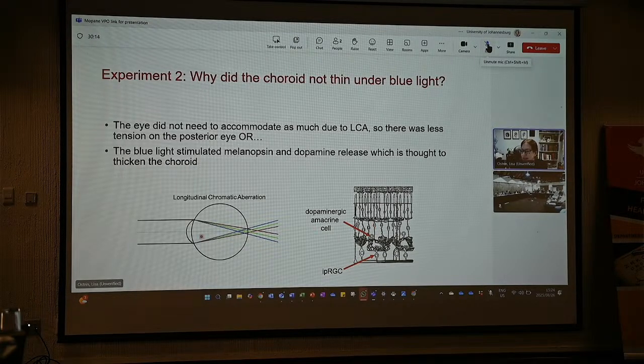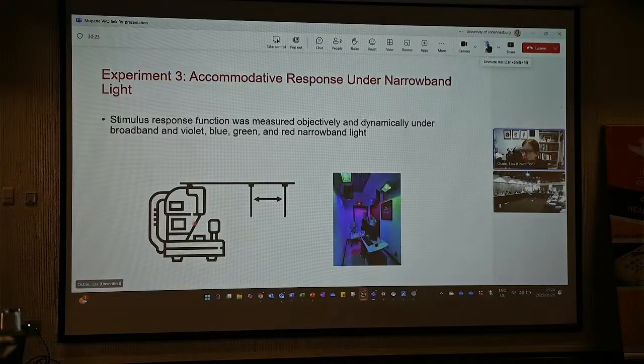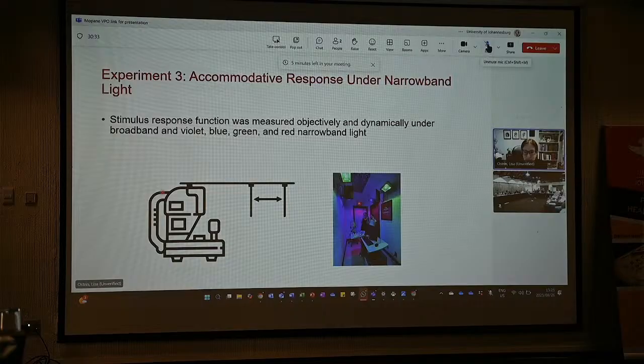So we conducted a third experiment specifically to test the idea of longitudinal chromatic aberration. So we brought our participants back to this room, and we measured the stimulus response function dynamically and objectively using the Grand-Seiko open field autorefractor under narrowband violet light, blue, green, and red, as well as broadband.